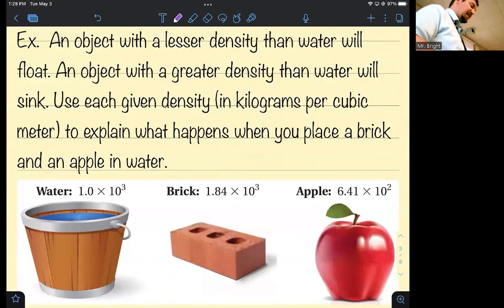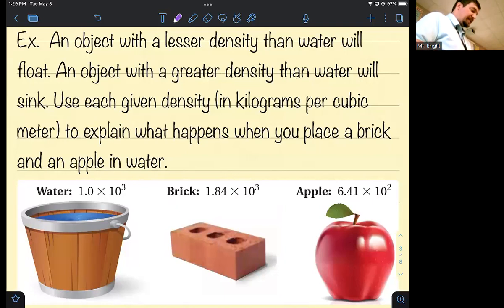Sciencey story problems. I like these. An object with a lesser density than water will float. An object with a greater density than water will sink. What is that called? You studied this before, Owen? Buoyancy. That's right, buoyancy. So if it's less dense than water, it floats. If it's more dense, it's going to sink.